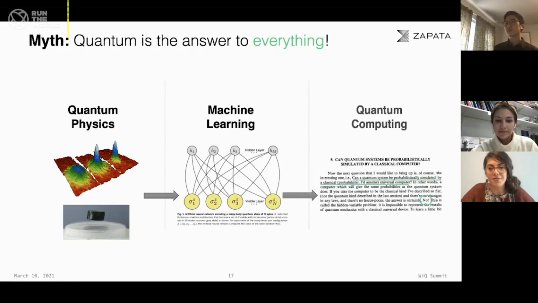And I mean, I'm not the first person who realized that. In fact, Feynman in the 1980s came up with this question, and this was actually the first idea of quantum computing. And in this paper, he asked this question: can a quantum system be probabilistically simulated by a classical universal computer? And he says the answer is certainly no.